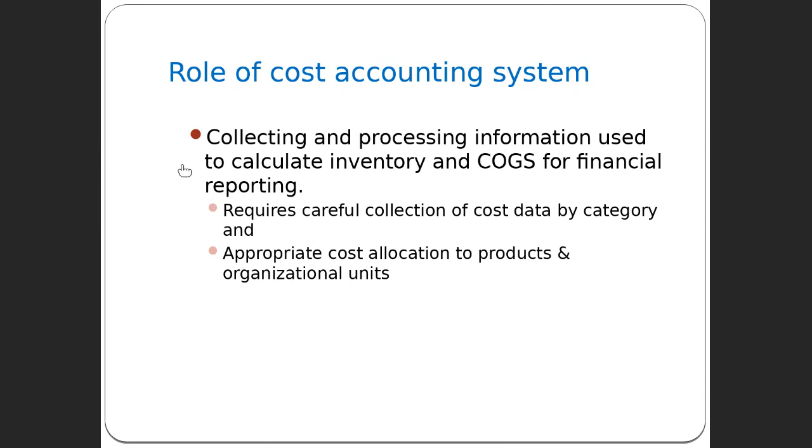Now, the role of cost accounting also is to collect the data for the calculation of inventory and cost of goods sold. Now, the inventory calculation and the cost of goods sold calculation is done by the general ledger and reporting system, where the financial statements reflect these data. Now, these financial statements, the income statement, balance sheet, go out to external parties. So this data requires a careful collection for each category, and also appropriate cost allocation to products and organizational units.